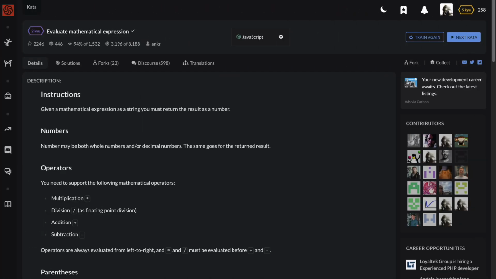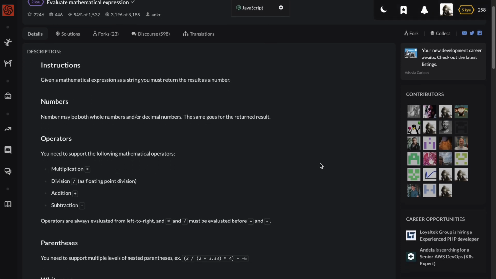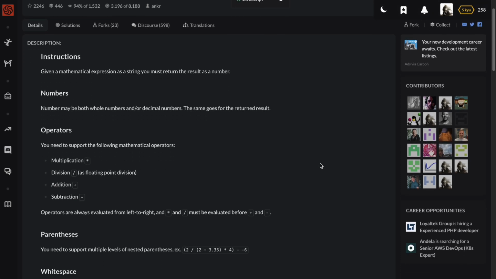Okay, so here we are on codewars.com taking a look at the description for the evaluate mathematical expression problem. And the description's very straightforward. We're going to be given a mathematical expression as a string, and we have to return the result, which is going to be a number. So, for example, our string could be 2 plus 2. The result has to be 4 as a number. The numbers could be whole or decimal numbers. The operators are going to be multiplication, division, addition, and subtraction.